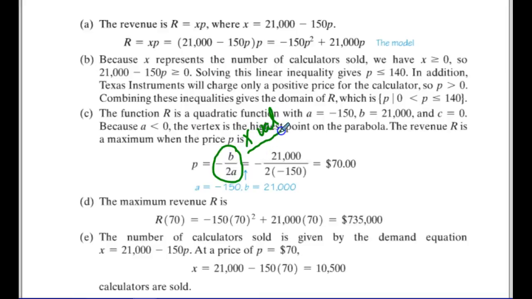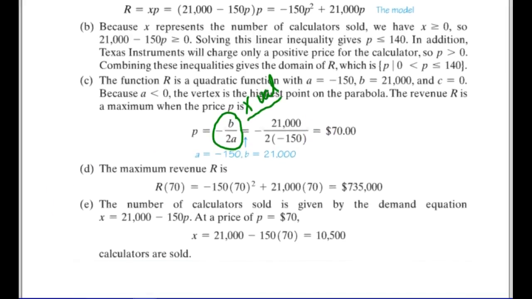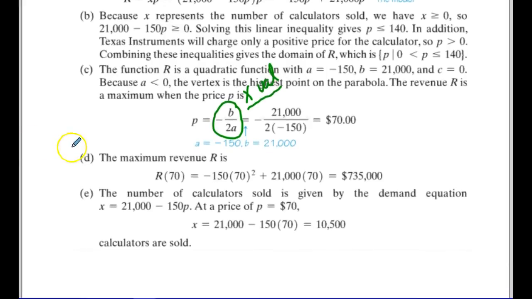So we always kind of start here. So I plug in what I know. So I have my negative b over 2a, which ends up being $70. Okay, so that just tells me what the price is that I need to charge to get the maximum. Now we have to figure out what the actual maximum revenue is. So I plug this 70 back into my original equation wherever I see a P, and I solve. And this gives me my actual maximum revenue.